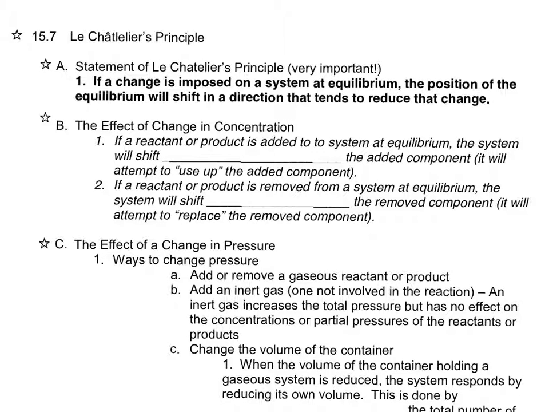The last section in this chapter is about Le Chatelier's principle. Le Chatelier's principle is a very important qualitative part of this chapter. Le Chatelier's principle states that if you change something within our equilibrium system, so add something or take something away, or heat it up or change its pressure or something like that, then the equilibrium is going to shift either to the right or to the left in whatever direction will reduce that change. That's Le Chatelier's principle, and you're going to be using that a lot.